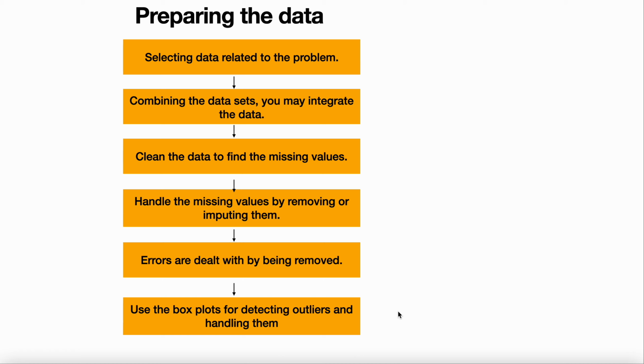Use box plots for detecting outliers and handling them. Outliers are nothing but the data which is far different from the data set. That means if you have a set of data like 5, 10, 15, the outliers will be 40, 50. That is different from the data present in the data set.